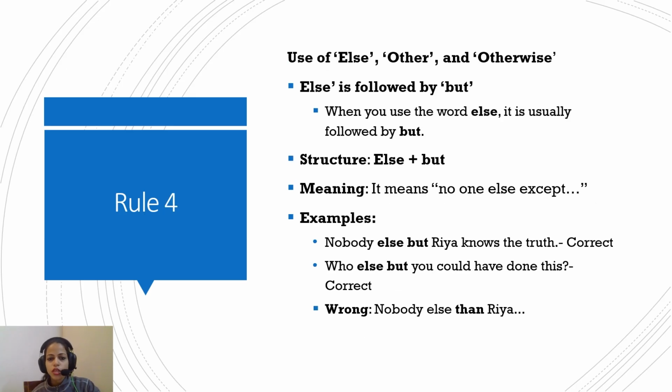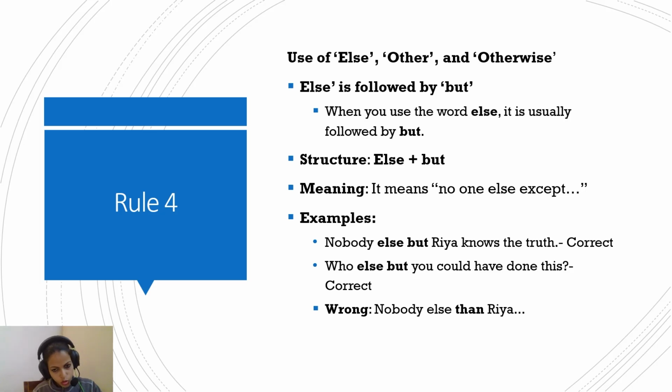Now, let's look at our fourth rule for a verb that requires the use of else, other, and otherwise. We'll try to understand how we use these adverbs. So case 1, else. Else is followed by but. When you use the word else, it is usually followed by but. Because the word else here means no one else except. So, for example, nobody else but Ria knows the truth. That means that Ria is the only person who knows the truth. No one except her knows the truth.